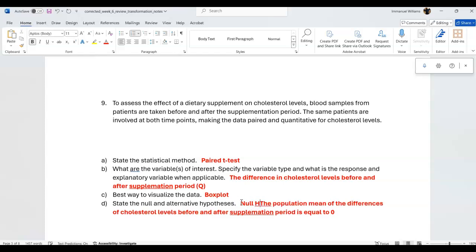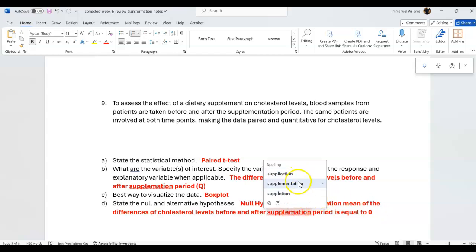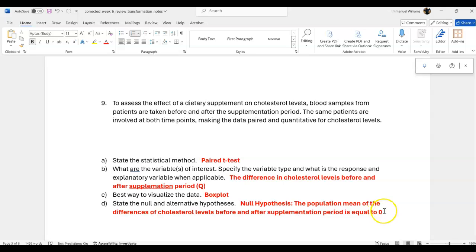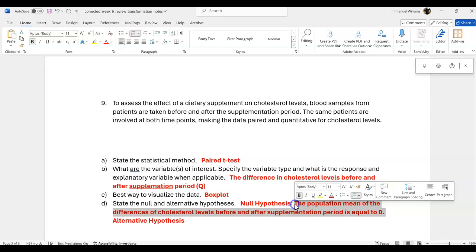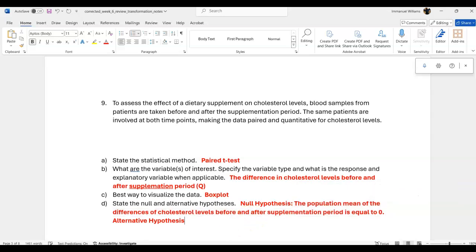Null hypothesis. And then the alternative hypothesis is that it's not equal to 0. Okay.